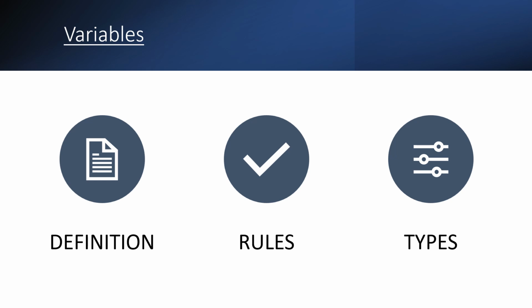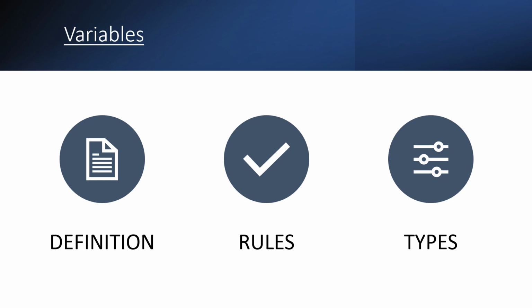The types of variables. There are four major types of variables: local, instance, static, and constant. Local variables are the variables which are declared within a method of the class. Instance variables are the variables that are declared in a class but outside a method, constructor or any block.